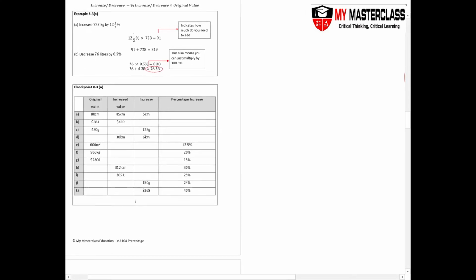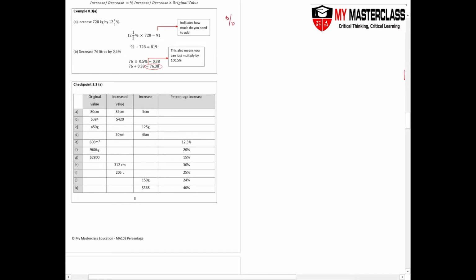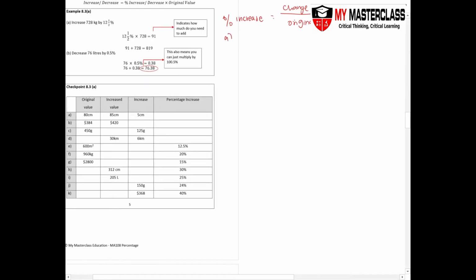So how do we actually calculate the percentage increase? Maybe I will just write down the formula over here. Percentage increase means the change, let's say the increased amount, over the original, and then you multiply by 100%. If it's a percentage decrease, it will also be a change. That means how much it has decreased over the original, multiplied by 100%. Once this is clear, let's take a look at part A.